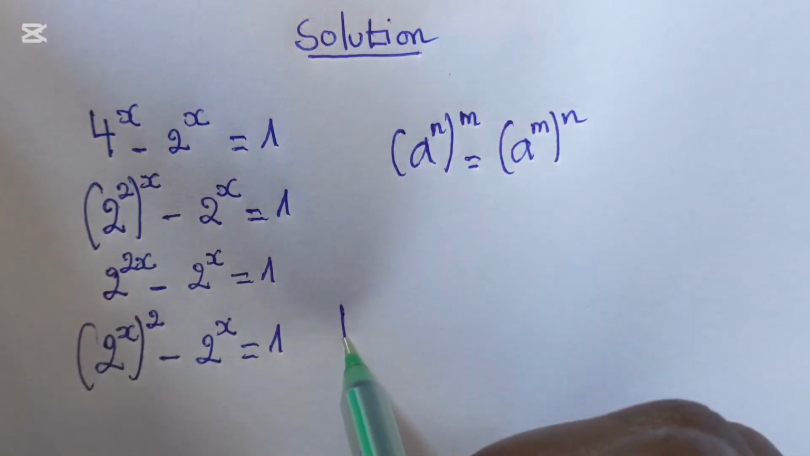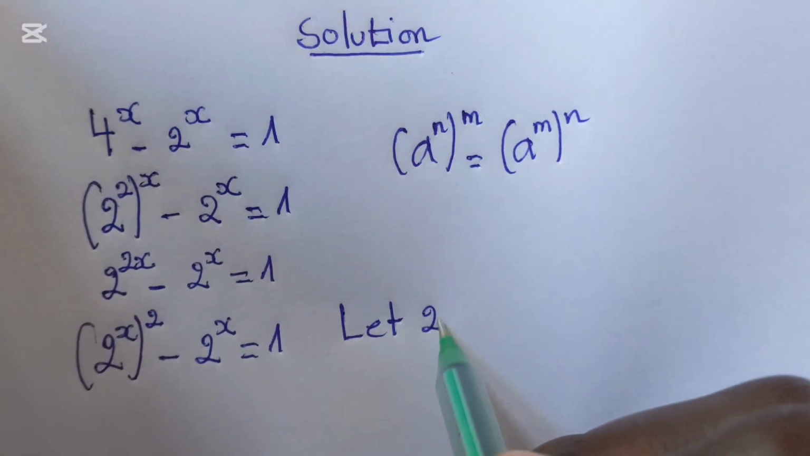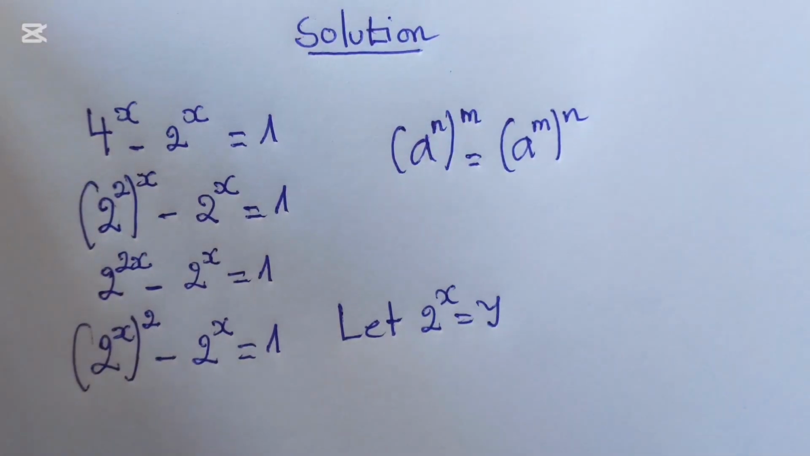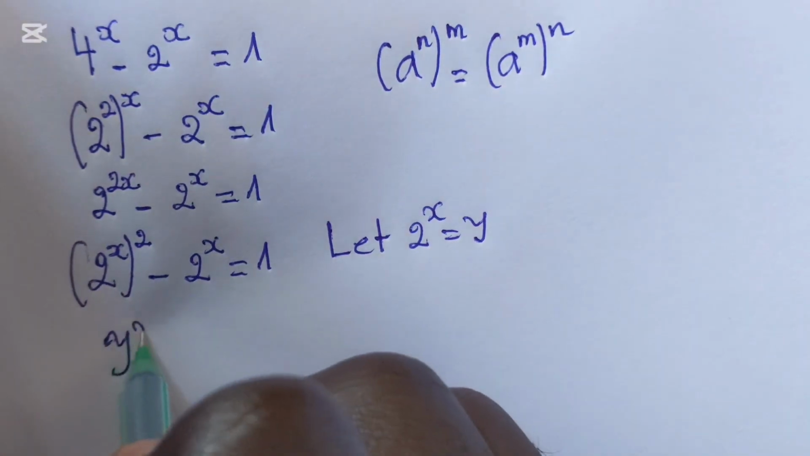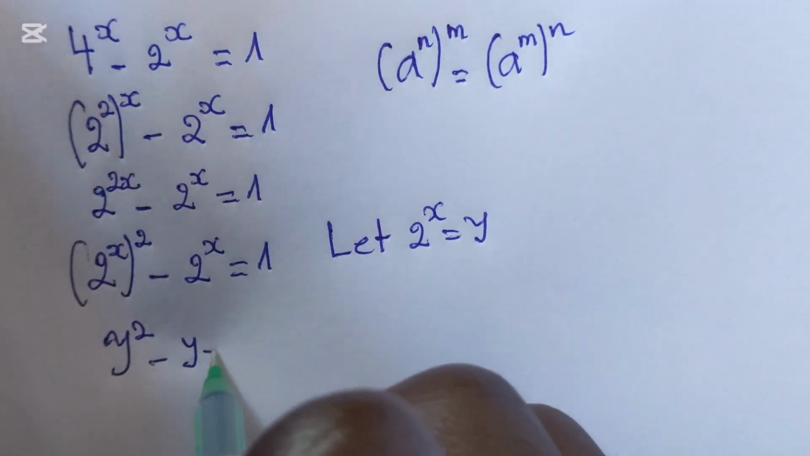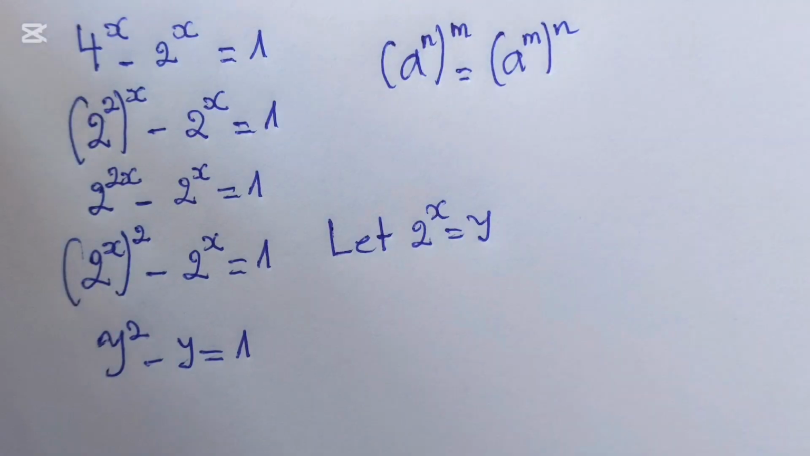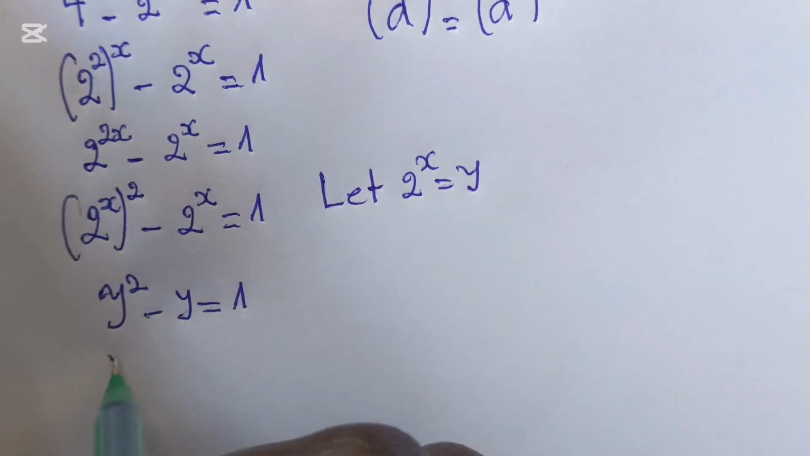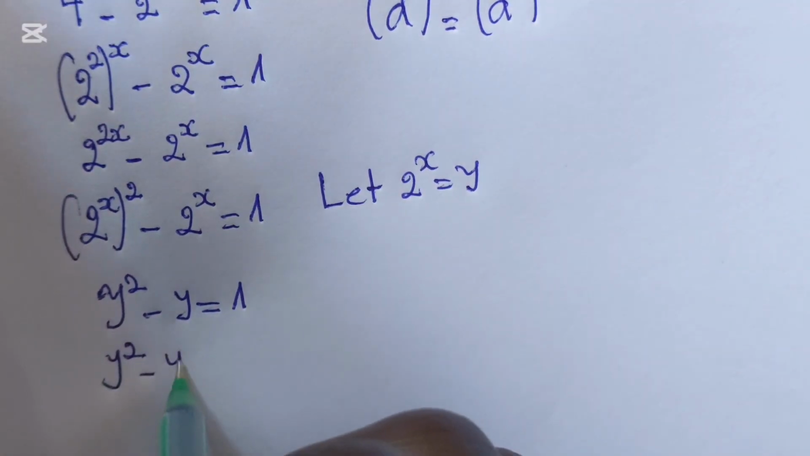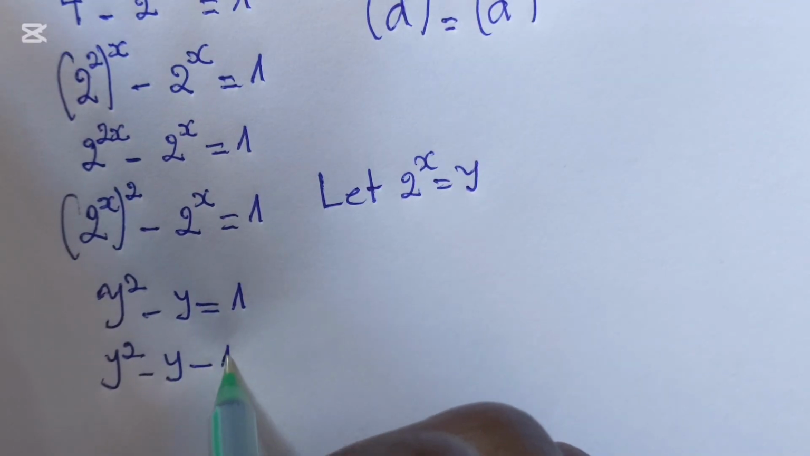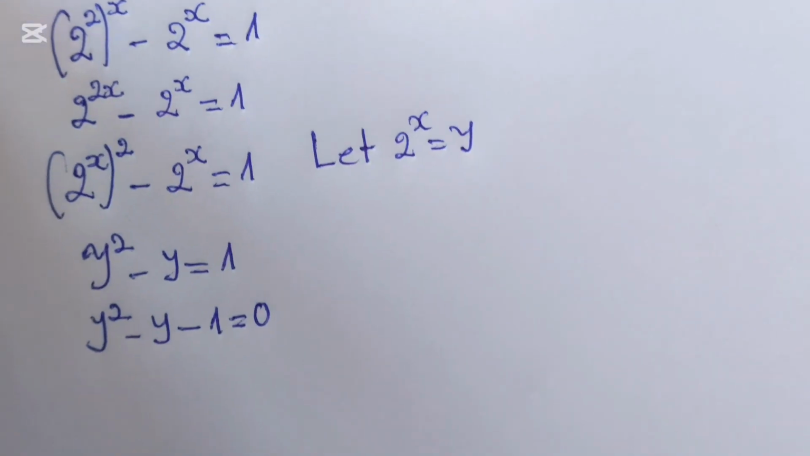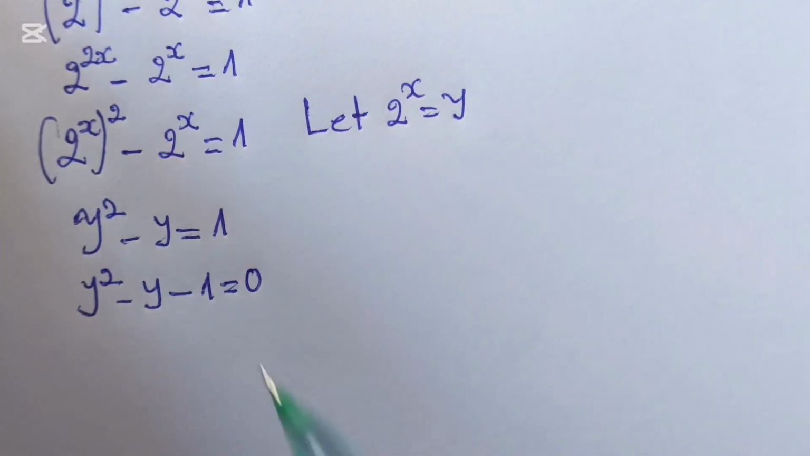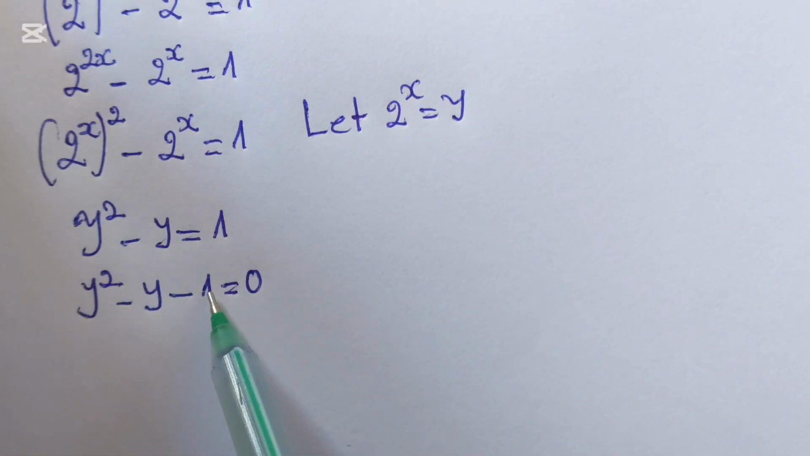Right now here we can let our 2 to the power of x be equal to y. This will provide y squared minus y to be equal to 1. Now this will provide y squared minus y minus 1 to be equal to 0. Now at this stage we can think which two numbers we can multiply to get -1.